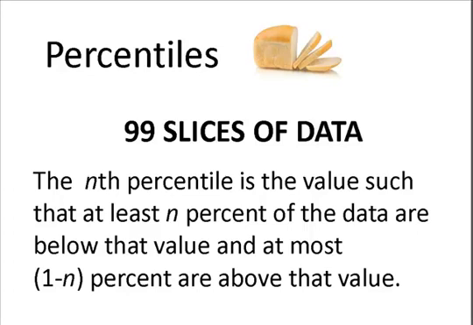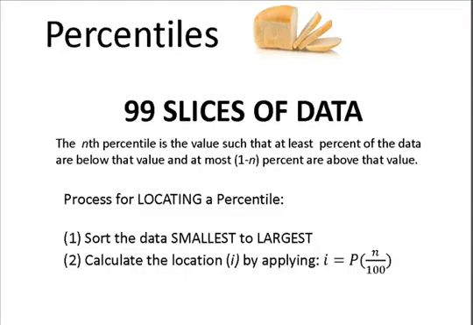The nth percentile is the value such that at least n% of the data are below that value, and at most 1 minus n% are above that value. So if we were looking at the 40th percentile, that would be the value such that at least 40% of the data are below that number, and at most 60% are above that value. So how do we find these percentiles?